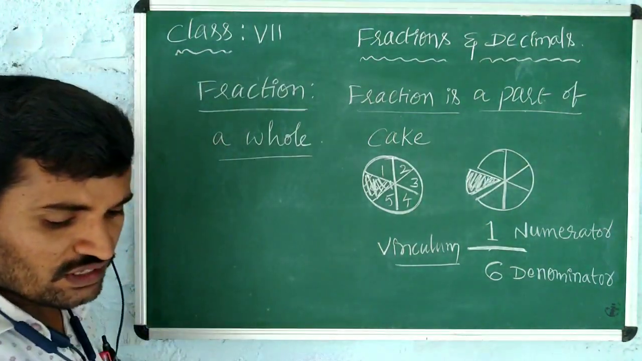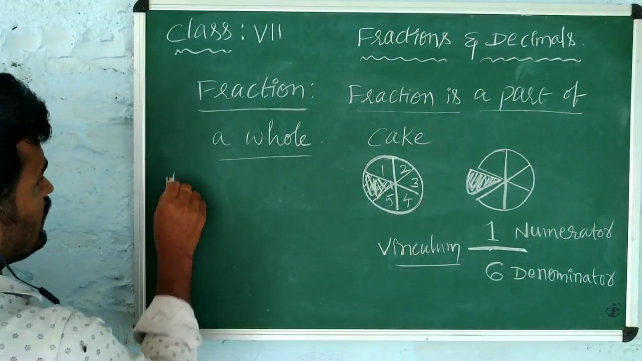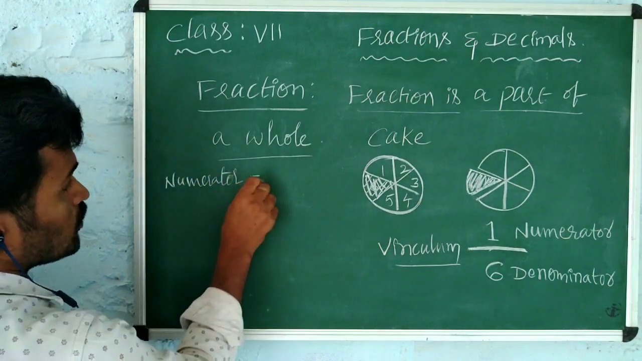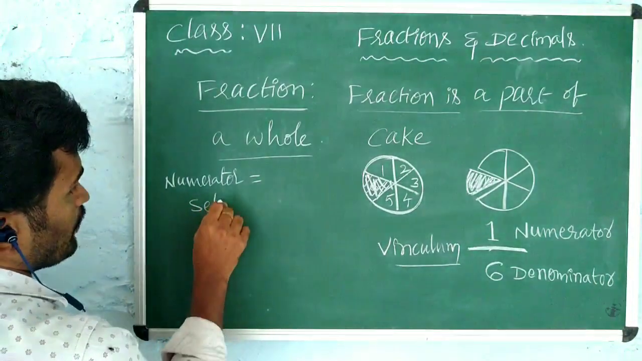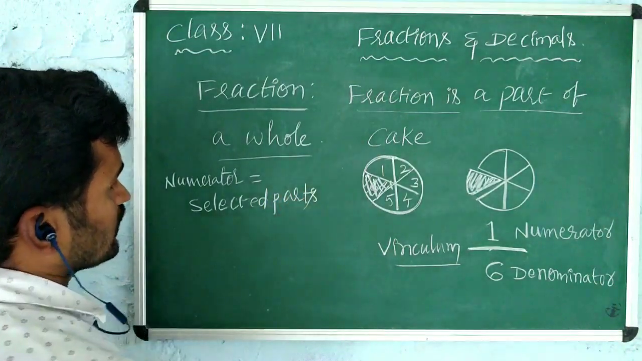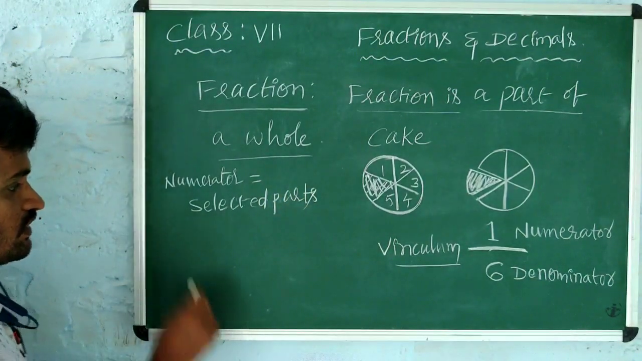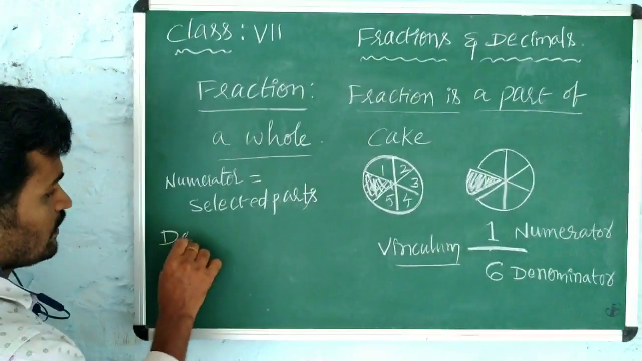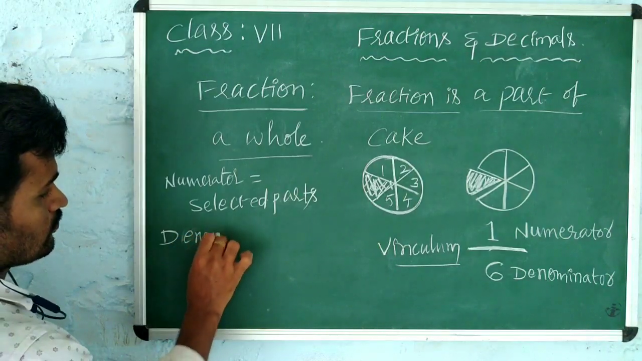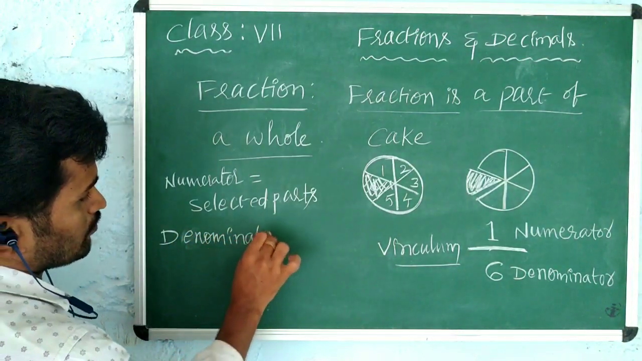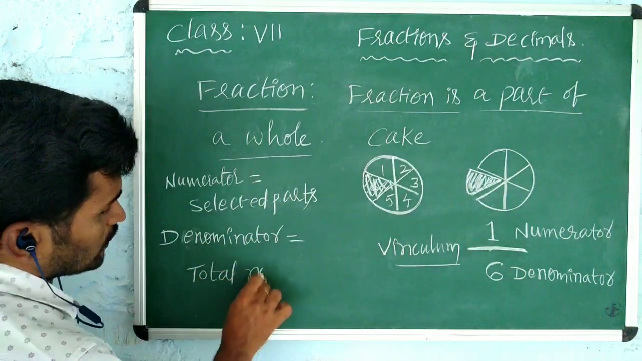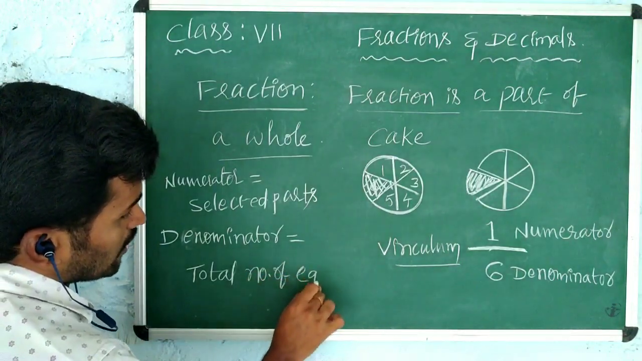So here, what is the numerator? Numerator means selected parts. Denominator means total number of equal parts.